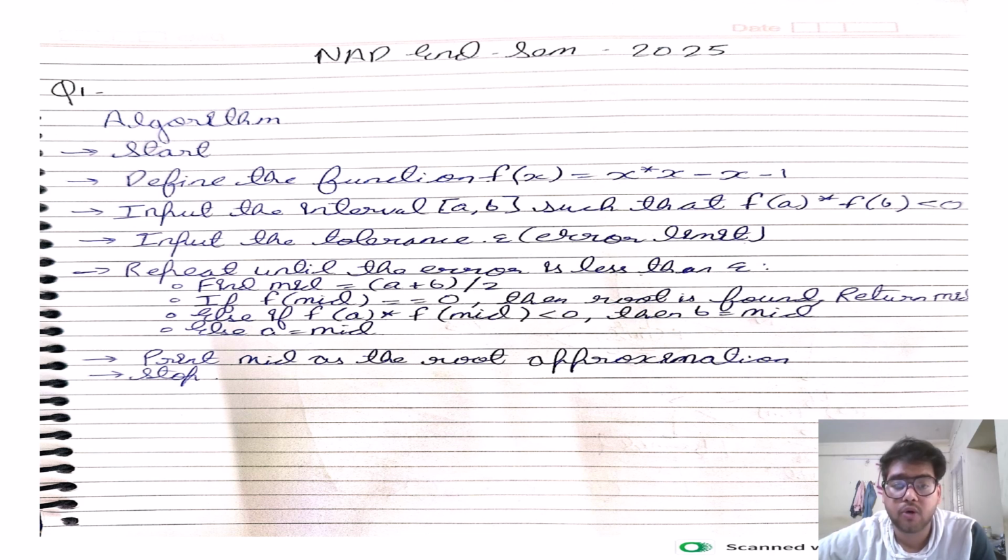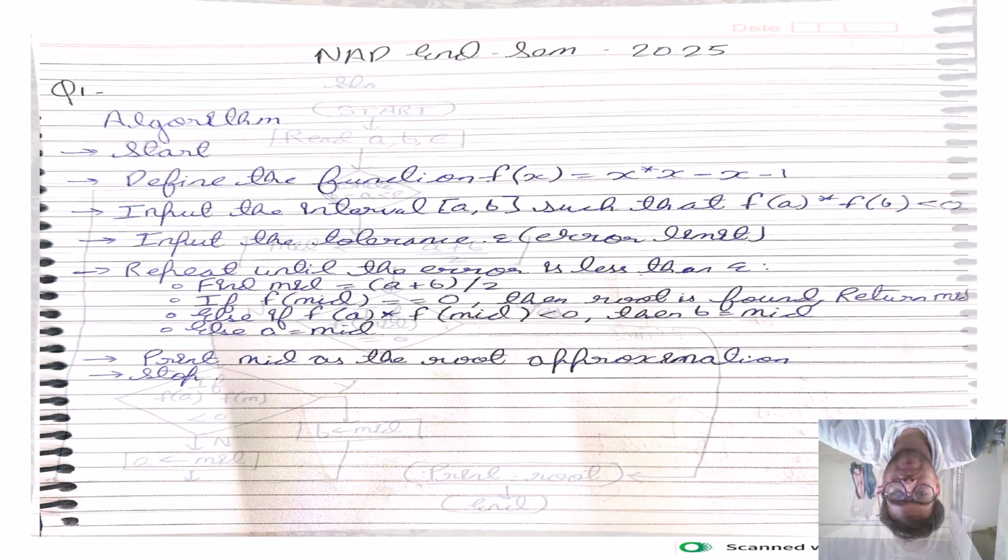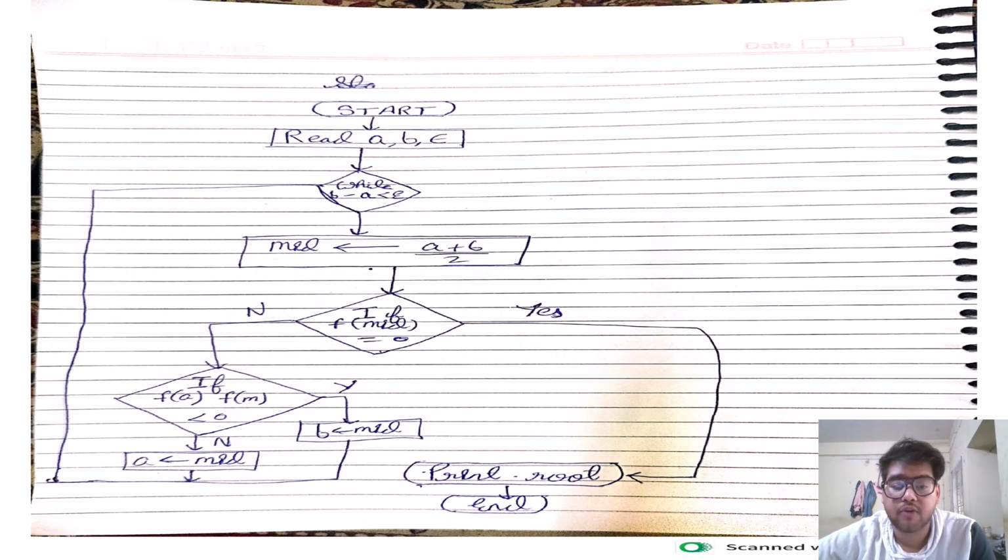So now we will look at the flowchart. So this is the flowchart. We will start, then read the values a, b and epsilon. Then while b - a is greater than epsilon, mid is (a + b)/2. Then we will check by the if-else method. If f(mid) is equal to 0, which is the yes condition, then we will print that the root is found.